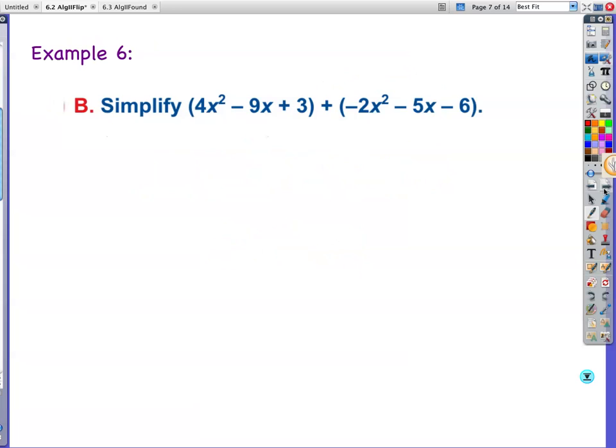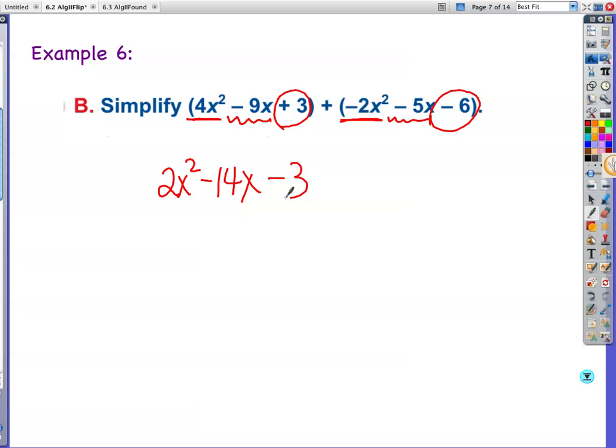Okay? Example 6. Oh, now this one's a lot nicer in the sense that we have a plus. We don't have to switch any signs. So really, I don't have to do any math before I do my combining of like terms. So I have 4x squared, -2x squared. Well, that's 2x squared. -9x combines with -5x. That's -14x. And 3 and -6 gives me -3.